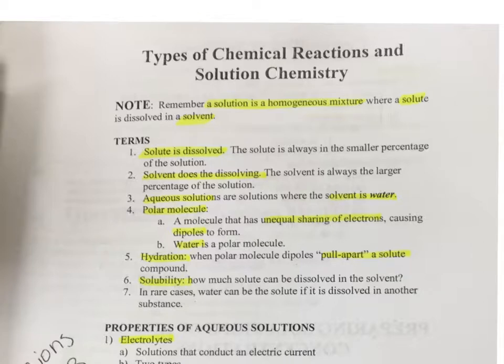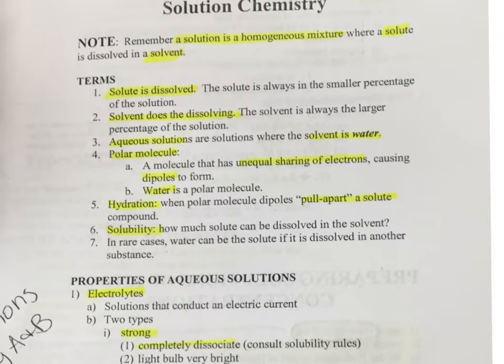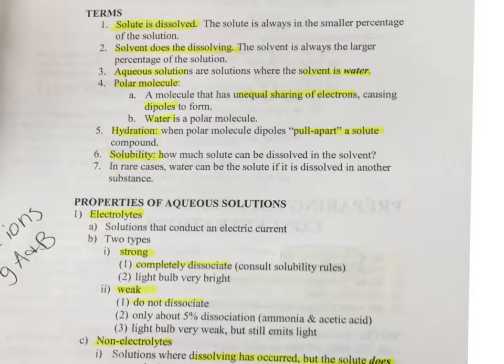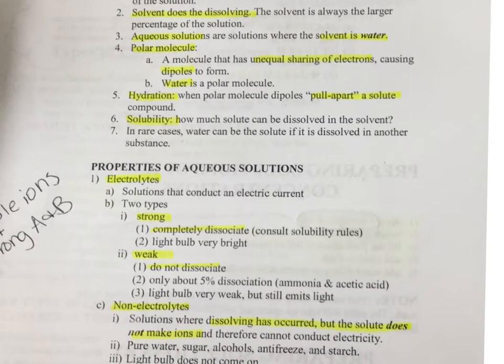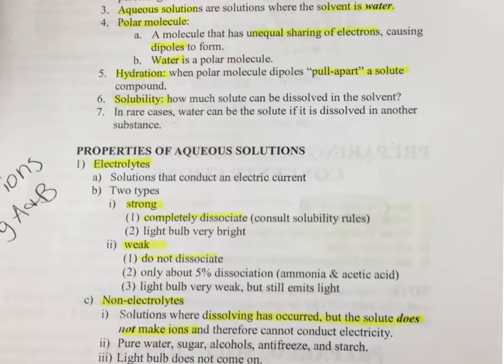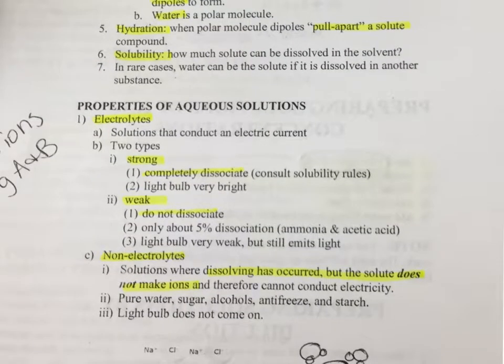All right. So today, hopefully you reminded yourself about solutions being homogeneous mixtures that involve a solute and a solvent. The solute is the thing that is dissolved. The solvent does the dissolving. Remembering that water is a polar molecule, that's why it's usually a universal solvent. Hydration is just another word for dissolving, because it pulls apart a solute.